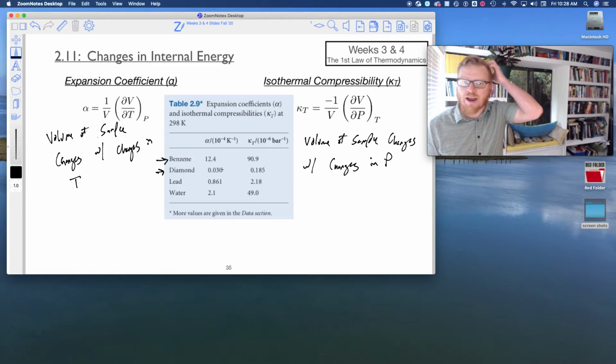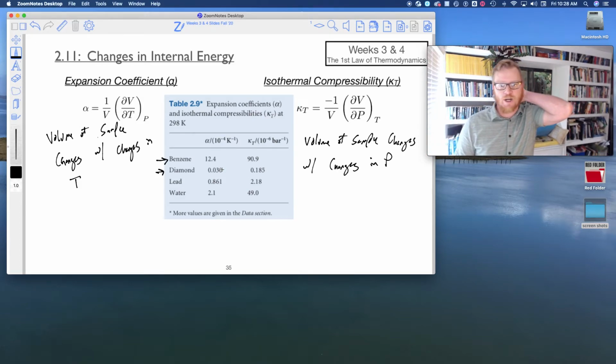And that makes sense, right? Benzene is a liquid at room temperature and pressure, right? So these are the values at 298 K. So it'll be much easier to expand a sample of benzene than it will be to expand a sample of diamond. And we're not talking about a whole lot of expansion. Look, this value is 10 to the negative fourth per Kelvin, okay? So these are small values, right? So that alpha, you know, is 12.4 times 10 to the minus 4, okay?